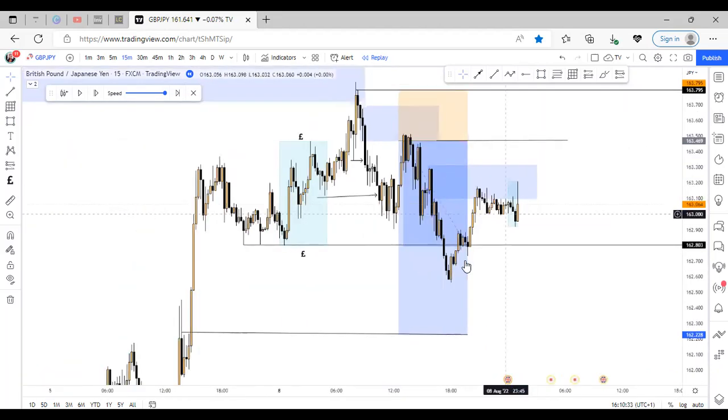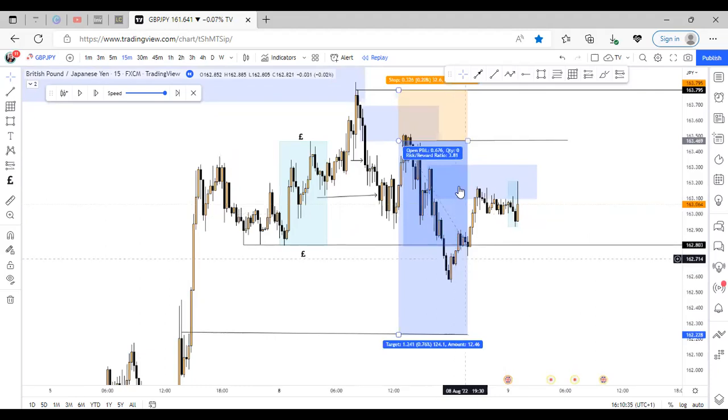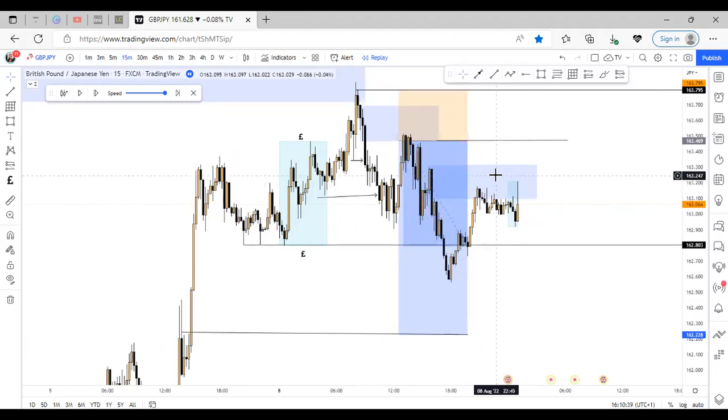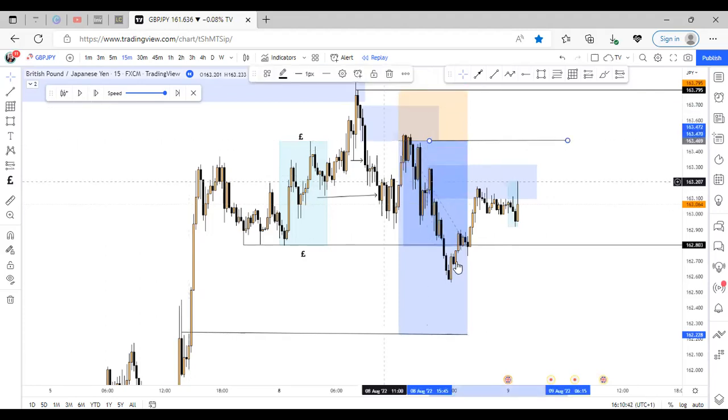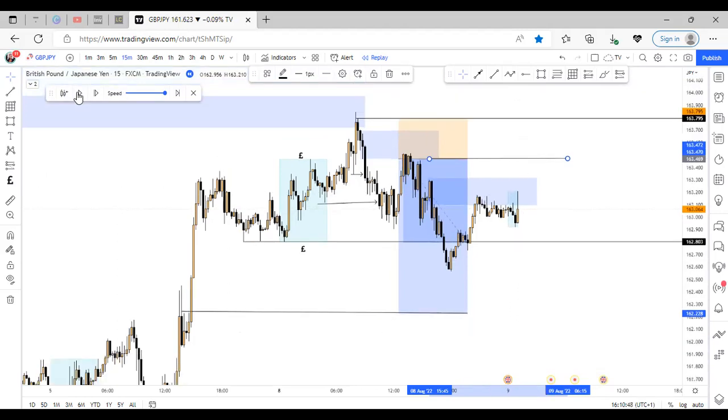But since I'm still holding some position, I might decide not to take any trade from here. I may just leave the rest of my position to run, but you can actually have another entry at this point right here. Okay, so let's see.